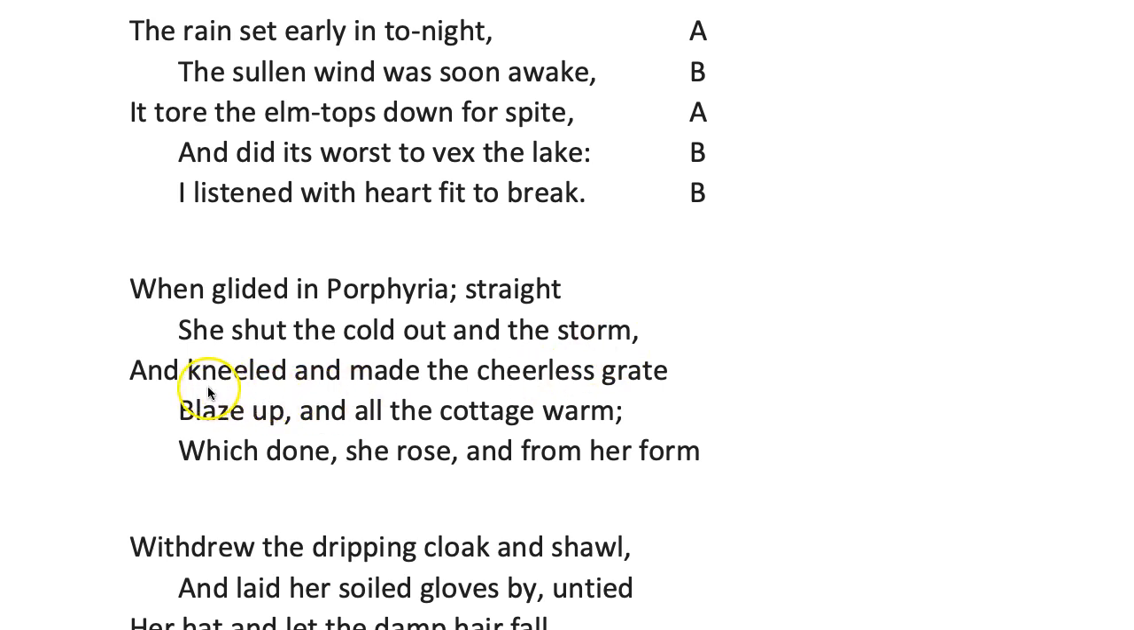She kneels, so she makes herself subservient to him, and made the cheerless grate blaze up. In other words, she starts lighting the fire, which is cheerless in reflection of him. So another example of pathetic fallacy. Then it blazes up, and all the cottage is warm, which done, she rose. So she brings warmth with her, and he's going to reject that and kill her.